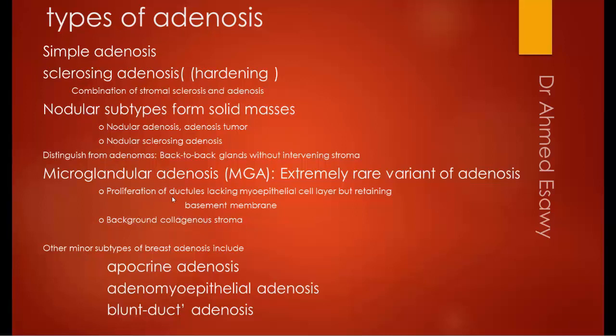Another type is microglandular adenosis, MGA, an extremely rare variant of adenosis, characterized by proliferation of ductules lacking a myoepithelial cell layer but retaining basement membrane, with background collagenous stroma. Other minor subtypes of breast adenosis include apocrine adenosis, adenomyoepithelial adenosis, and blunt duct adenosis.